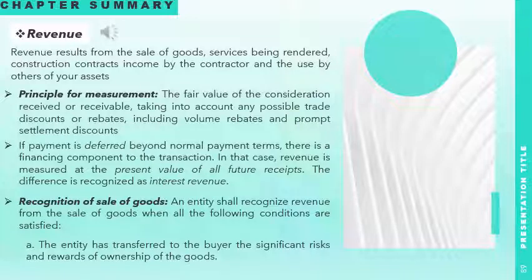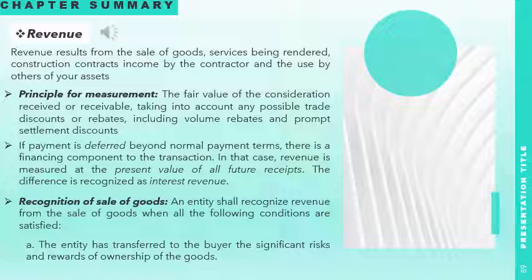Revenue results from the sale of goods, services being rendered, construction contract income by the contractor, and the use by others of your assets. And its principle for measurement is that the fair value of the consideration received or receivable, taking into account any possible trade discounts or rebates, including volume rebates and prompt settlement discount. And if payment is deferred beyond normal payment terms, there is a financing component to the transaction. In that case, revenue is measured at the present value of all future receipts. The difference is recognized as interest revenue.